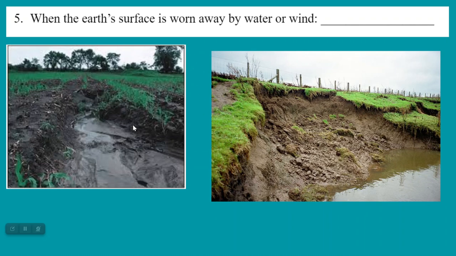All right, if we ever notice that the Earth's surface is being worn away by water or wind, we know that that is caused by erosion.